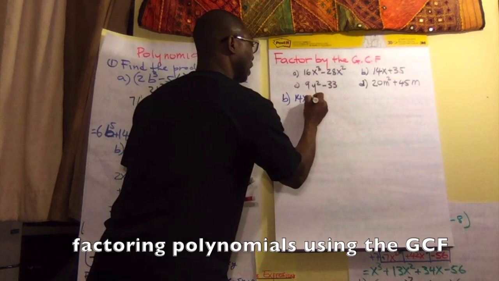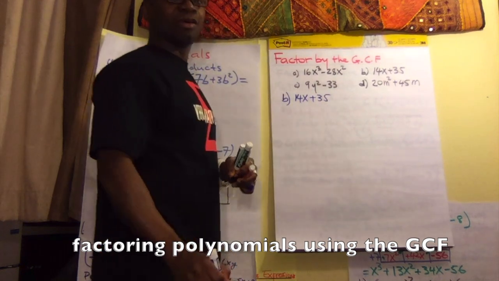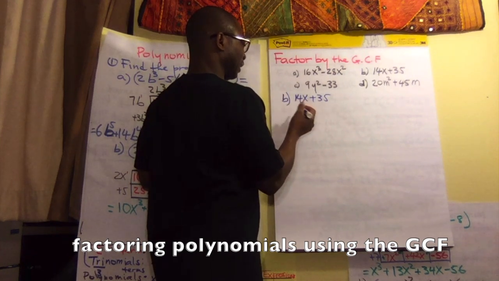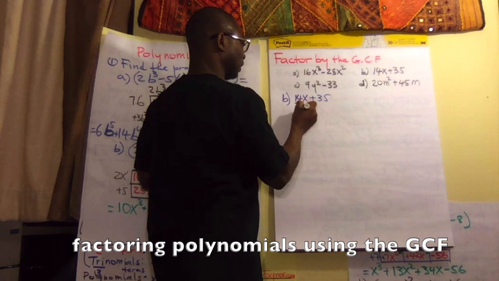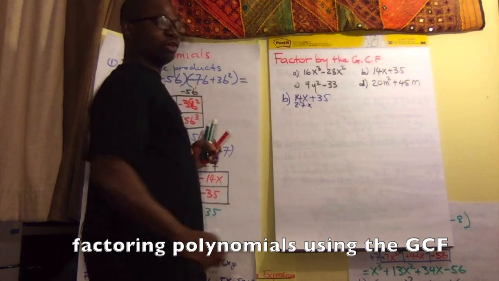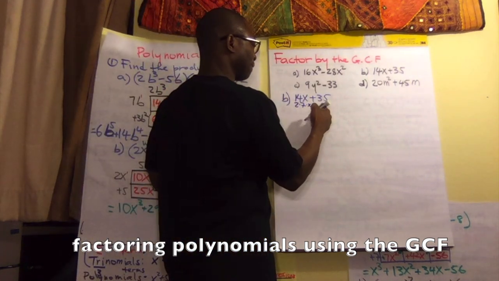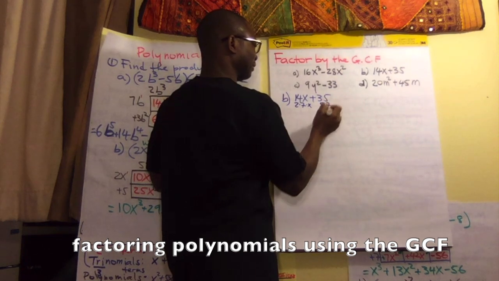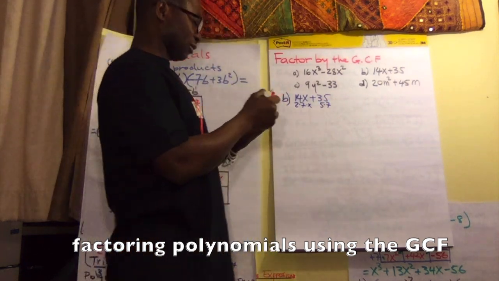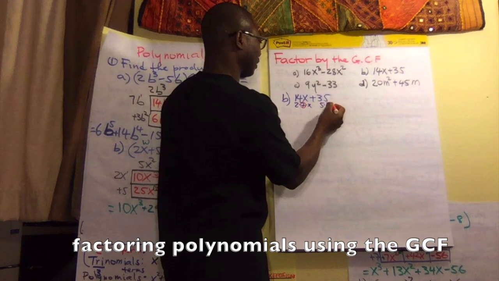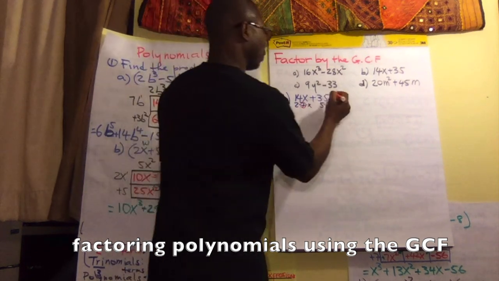14x plus 35. Okay, we want to see the multiples that they have in common. 14 is basically 2 times 7. And x is there, times x. Okay? 2 times 7, 14 times x, 14x. What about this one? 35 is multiples of 5 and 7. So 5 times 7. Okay? So we look at this, and we see that they have in common 7. The biggest number they have in common is 7. So we put the 7 outside.